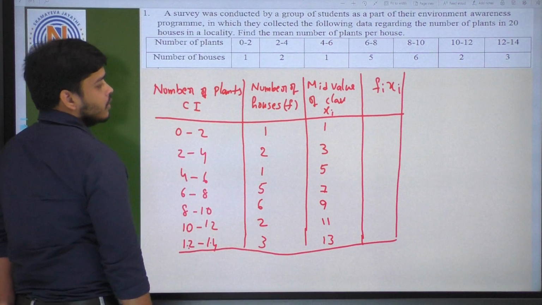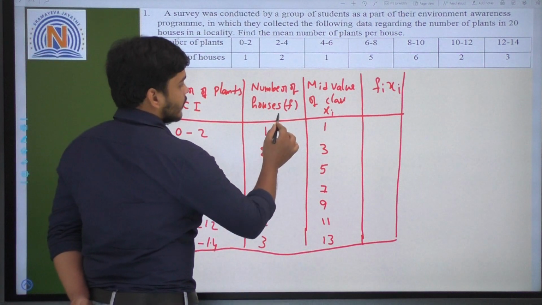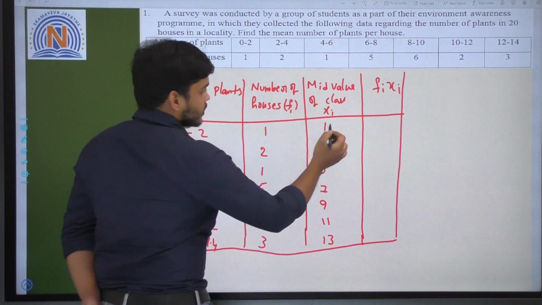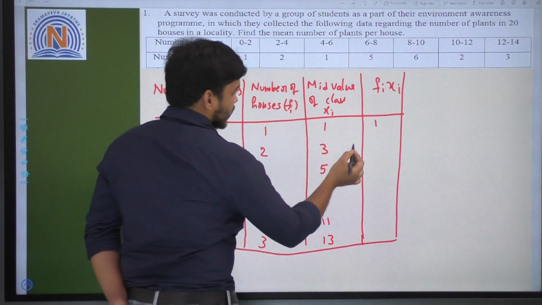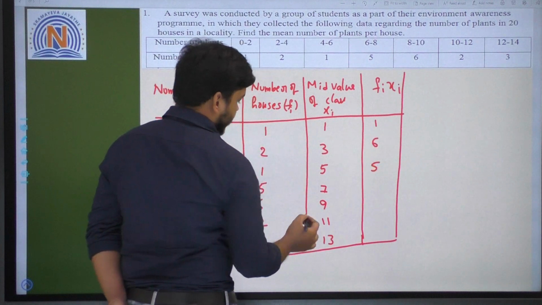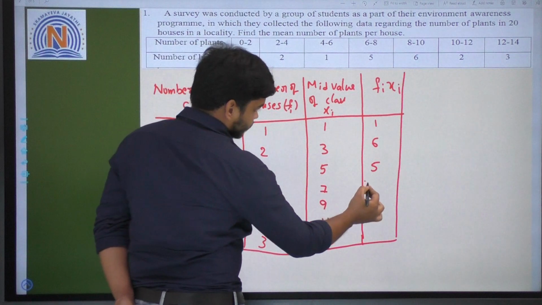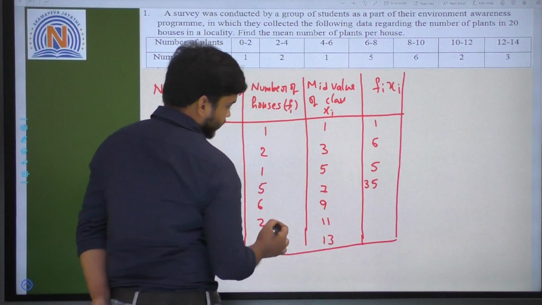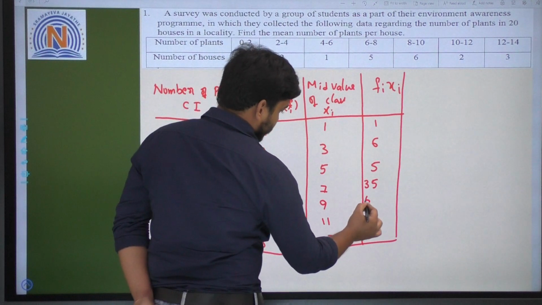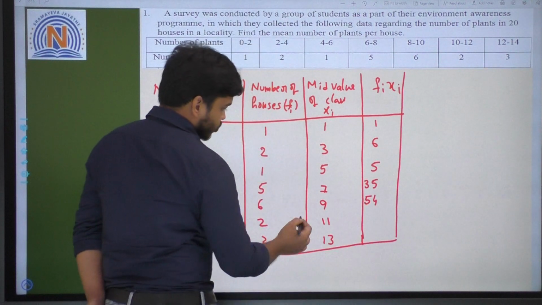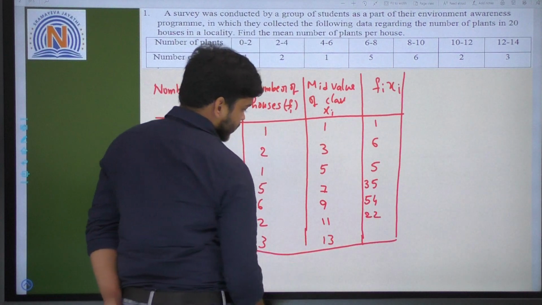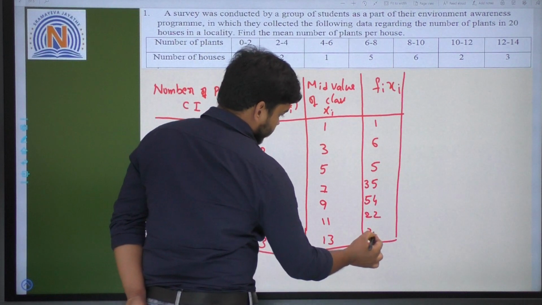Right. Now we need to multiply frequency into mid values. So 1 1s are 1, 2 3s are 6, 1 5s are 5, and 5 7s are 35, and 6 9s are how much? 54, and 2 11s are 22, and 3 13s are 39.